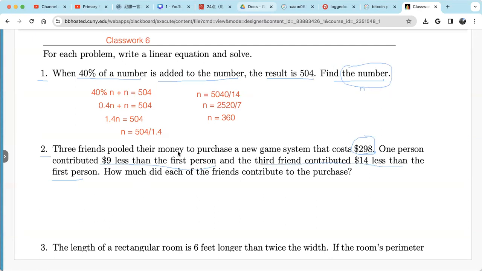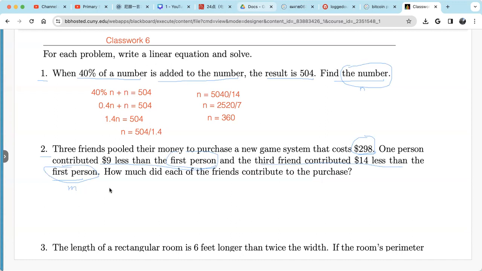Okay, so we see the second one is compared to the first person. The third one is also compared to the first person. The question is asking how much did each of the friends contribute to the purchase? So we want to find how much money all 3 friends have. Because they're all compared to the first person, let's name the first person's amount of money M, right?